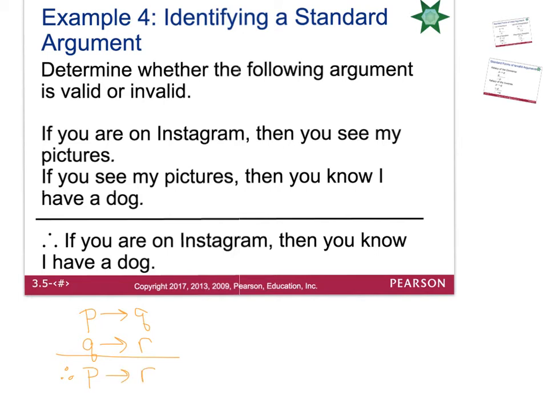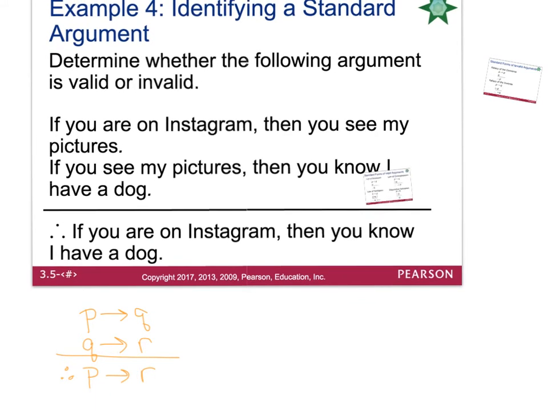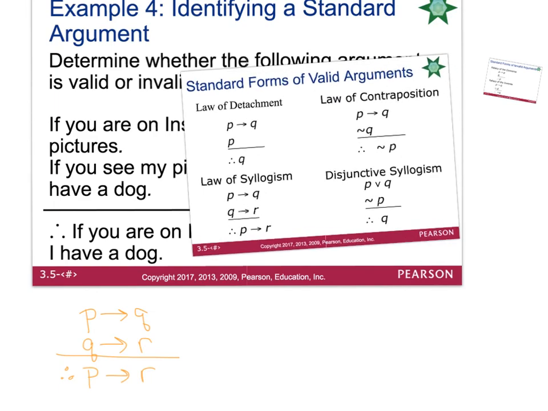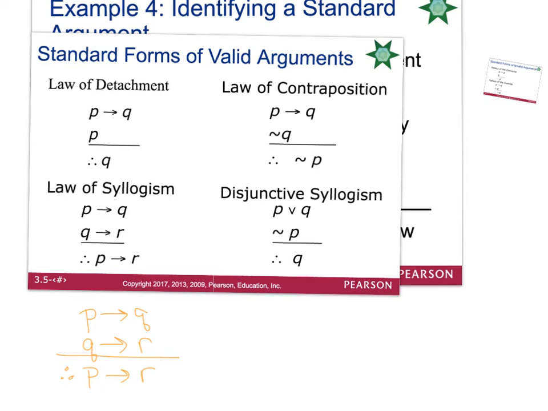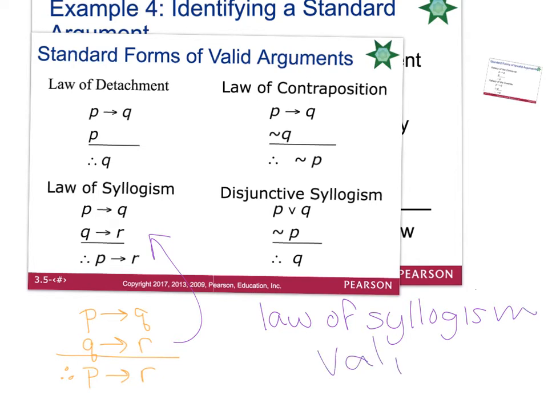Once you have it translated, you would look at your commonly valid and commonly invalid arguments to see if it is of any of those forms. You should notice that this looks like the law of syllogism. As long as you can make that recognition, you do not need to do a truth table. You can simply state that this forms the law of syllogism and that therefore this is a valid argument.